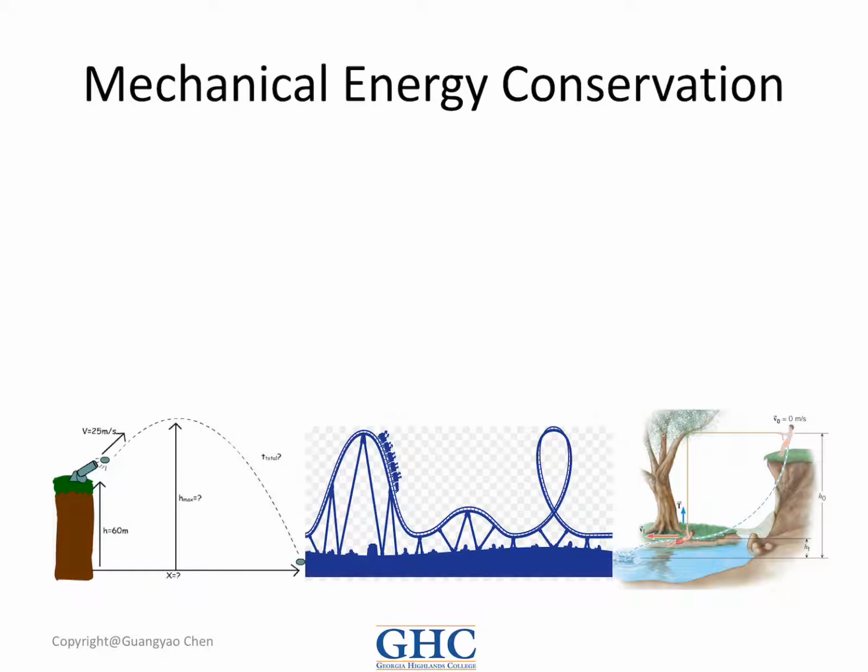Now let's study mechanical energy conservation. We have learned the work and energy theorem a little bit earlier. The total net work done on the system equals the change of kinetic energy. This is the work and energy theorem. So what happens if there is only conservative force doing work? Let's just use gravity again for simplicity. So what if only gravity is doing work on the system?